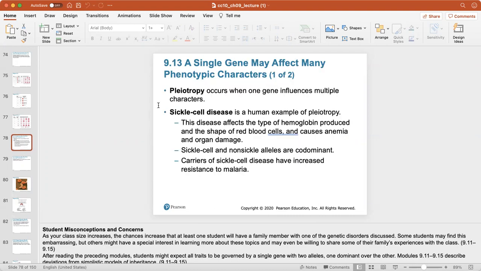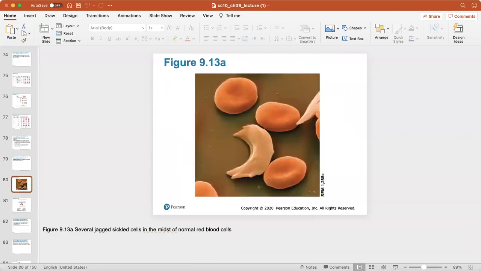We also have pleiotropy, which occurs when one gene influences multiple characters. And sickle cell disease is a human example of pleiotropy. This disease affects the type of hemoglobin produced and the shape of red blood cells. It can cause anemia and organ damage. Sickle cell and non-sickle alleles are co-dominant, and carriers of sickle cell disease have increased resistance to malaria.